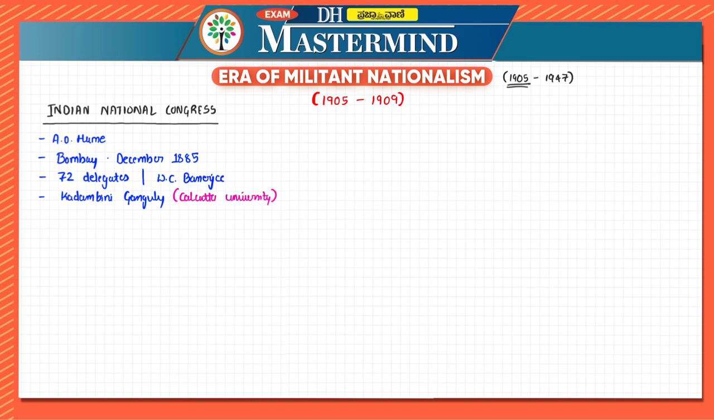Even now we have not started the era of militant nationalism yet. We are discussing the background or the basis for it. When the Indian National Congress, or INC, was formed in 1885, a lot of people said that it was a safety valve. That is, A.O. Hume formed this Congress with the idea that it would prove to be a safety valve, releasing whatever discontent was growing among the Indians.